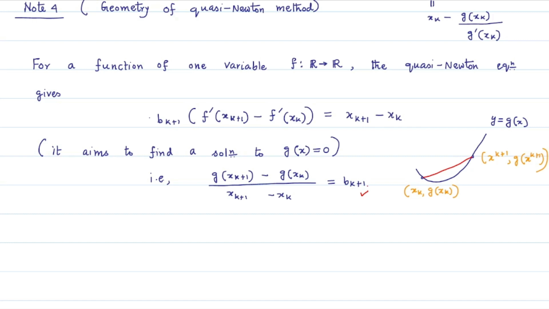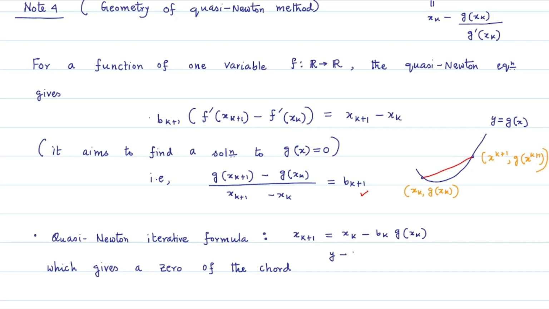And accordingly, the quasi-Newton iterative formula, which is given by xk plus 1 is equal to xk minus bk times gk, or g at xk, gives the 0 of the chord (y minus g(xk)) divided by (x minus xk) is equal to bk inverse. We see from this equation of chord that if we put here x is equal to xk plus 1 and y is equal to 0, we get this identical equation. This xk plus 1 is equal to this expression.